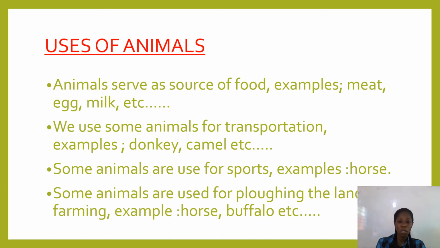We also use some animals for transportation. Transportation means if you want to travel from one place to the other, you can use animals to do so. An animal like the donkey or the camel, the animals that people travel with a lot. Now, some animals are also used for sports. Yes, an animal like the horse is used for sports. You can have fun with it. People go for race with it, and the camel too.